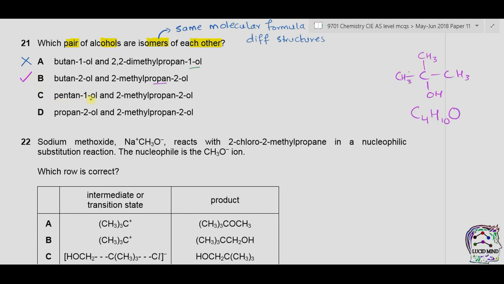For C we have pentan-1-ol and 2-methylpropan-2-ol, as this is the same one. Let's draw the structure of pentan-1-ol. In pentane we have 5 carbon atoms in the long chain, and 1-ol means OH is attached to the first carbon.